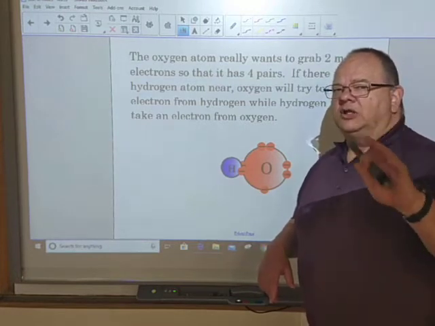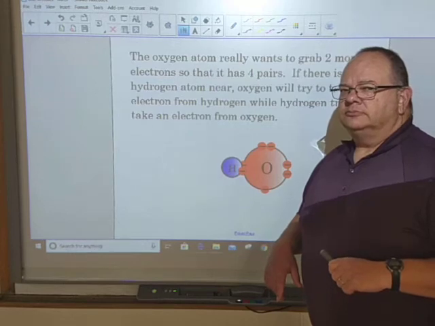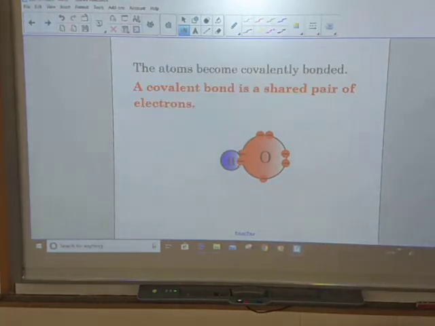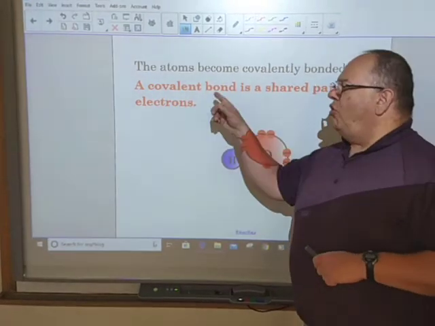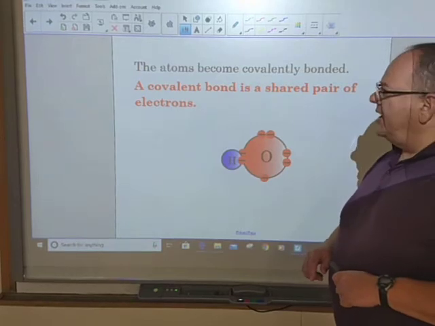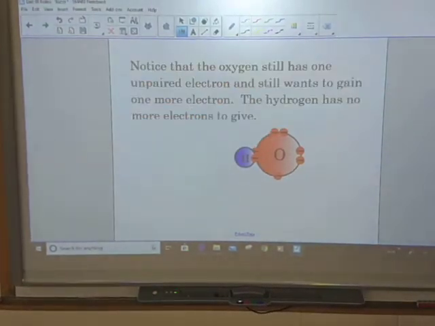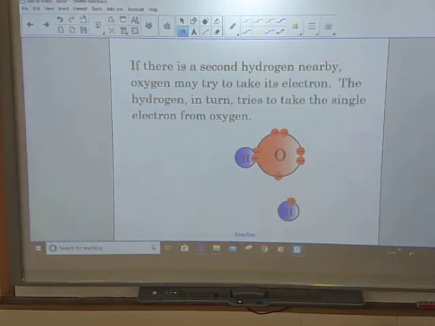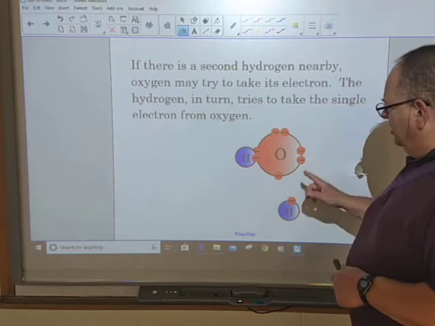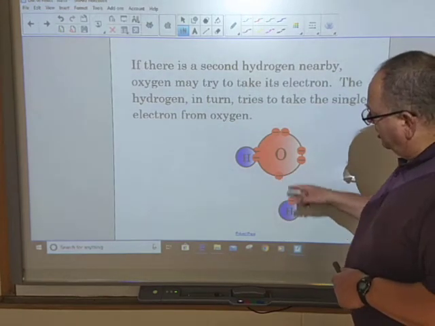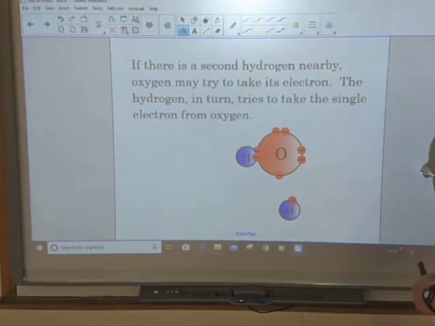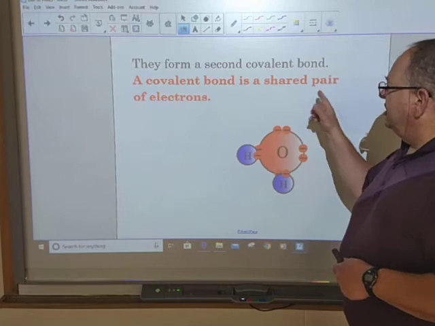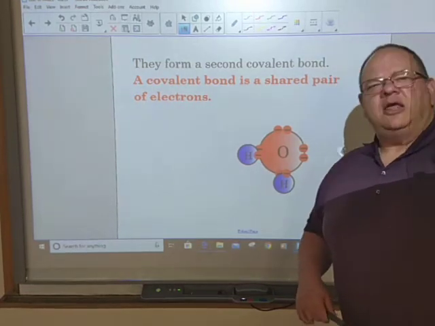Think back. What do we call a shared pair of electrons? I'm waiting for you. A shared pair of electrons is a covalent bond. Those 2 atoms are covalently bonded. But look, there's another single electron. So oxygen wants 1 more electron. Where in the world could it get it from? Well, what if there was another hydrogen nearby? This hydrogen wants an electron. It says, hey, there's 1. Oxygen wants an electron. It says, there's 1. And they both try to grab them. I don't have this animated nicely, but just imagine they both try to grab on. So a shared pair of electrons is a covalent bond. Do I keep repeating myself on that? I think I do. Maybe that's significant.